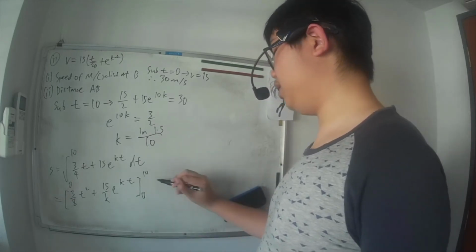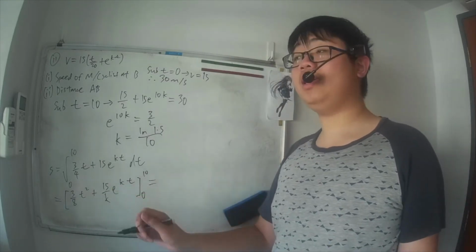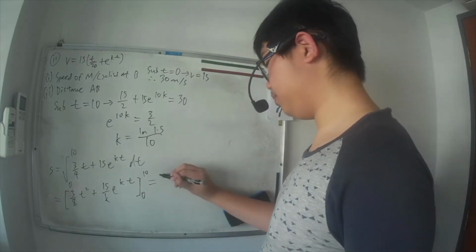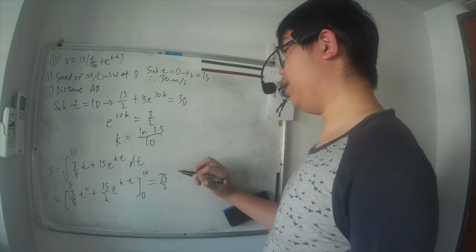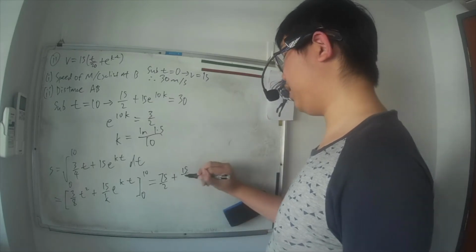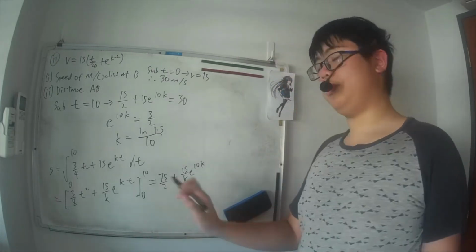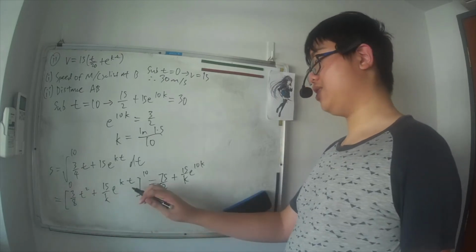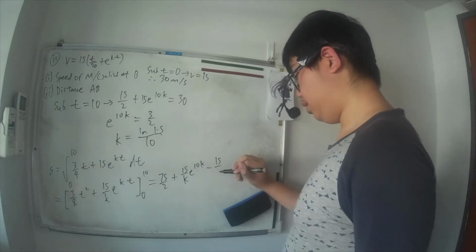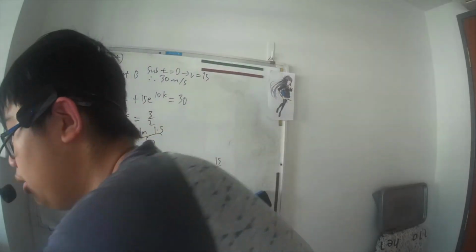So this here is equal to what? This is 300 divided by 8, which is 75 over 2, and then plus 15 over k e to the power of 10k. And then when we minus off, this is going to be 0, and when you sub 0 here, e to the power of 0 is just 1. So this becomes minus 15 over k. Okay, now of course this is an exact form, so we still need to find the distance.